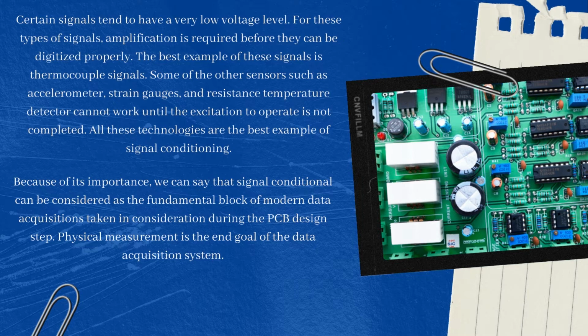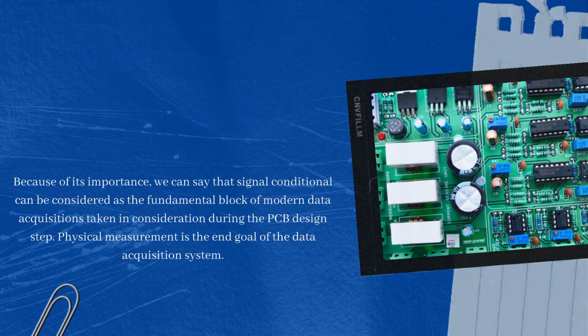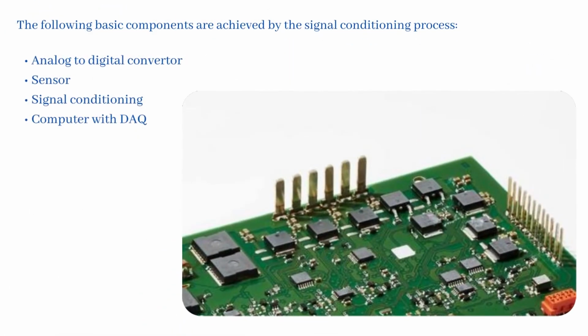Physical measurement is the end goal of the data acquisition system. The following basic components are involved in the signal conditioning process: analog to digital converter, sensor, signal conditioning, and computer with DAQ. Use of signal conditioning.